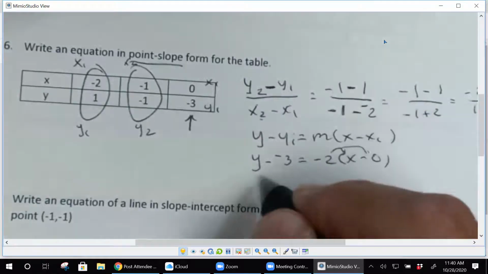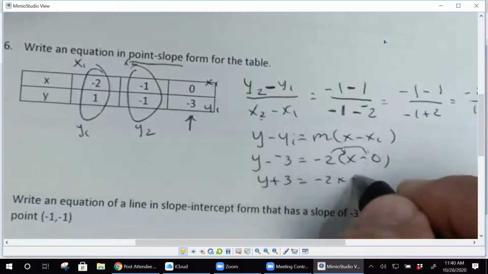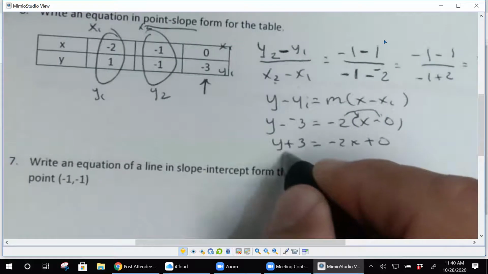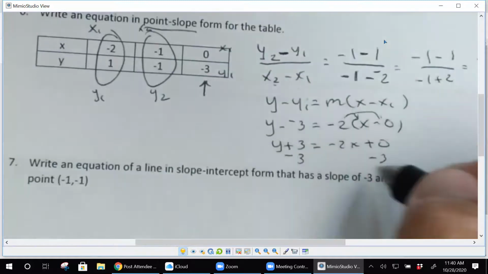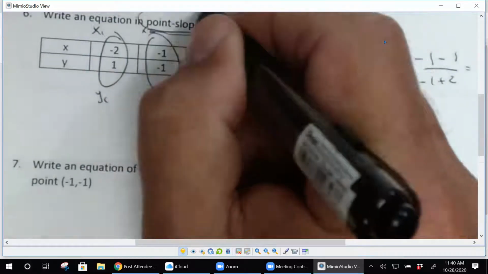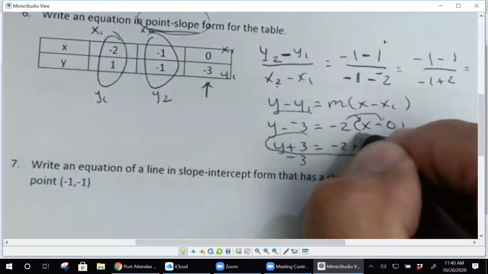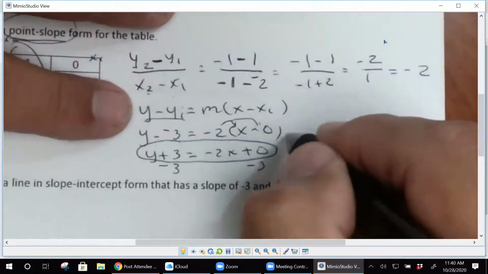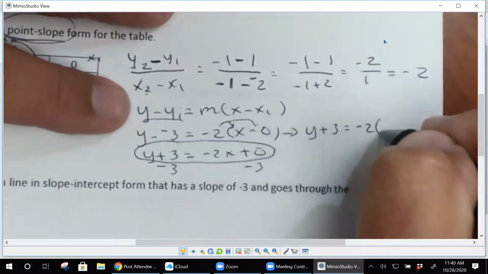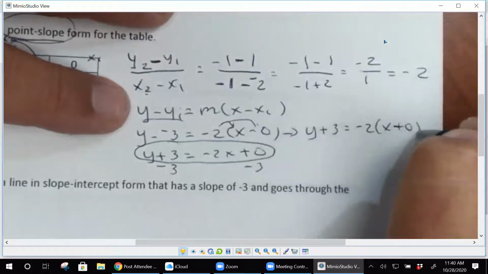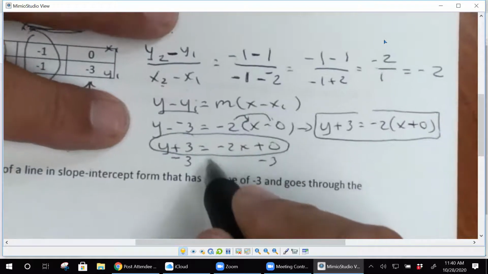Distribute. So y plus 3 equals -2x plus 0. And then I can subtract 3 from both sides. But see, I'm getting ahead of myself because all it's asking is for point slope. And this right here, after it's cleaned up, is actually the point slope. So really, we could say this right here is the point slope, y plus 3 equals -2, x plus 0. This is cleaned up a little bit, so we really don't want to count that one.